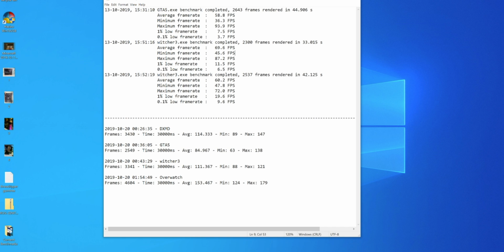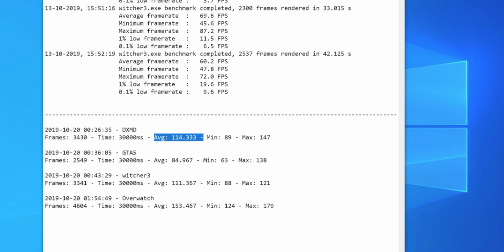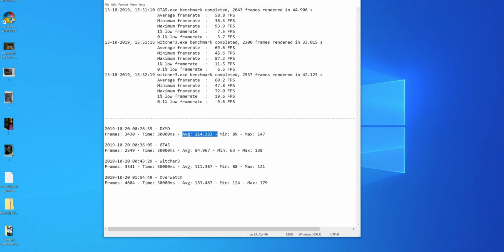So I put in the Radeon 7 because the Super Duper wasn't working. I just thought, what the hell is going on? Something's going wrong. And yes, boom, straight away when I put that in, I'm getting the frames that I should be getting. So these are all 1080p: 114 frames per second, Deus Ex: Mankind Divided; 84 frames per second, GTA 5; Witcher 3, 1080p high, 111 frames; and Overwatch, 153 frames. Now, this was just a quick benchmark, but this will give you an idea of the frameage you're going to get at 1080p high settings with this ultrabook. You're getting killer FPS, okay?